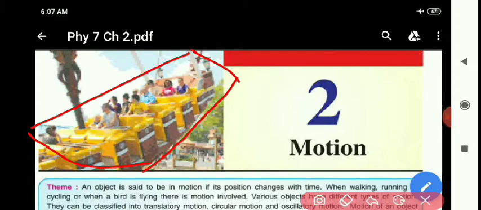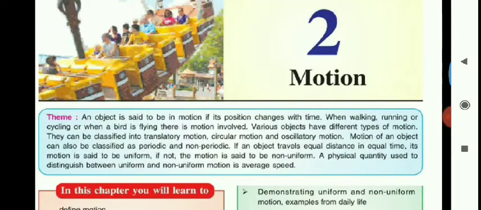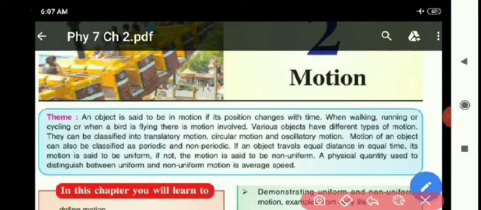Now come to the theme. An object is said to be in motion if its position changes with time. If an object is moving with time, then it is said to be in motion. Walking, running, or cycling, or when a bird is flying, there is motion involved. Various objects have different types of motion.